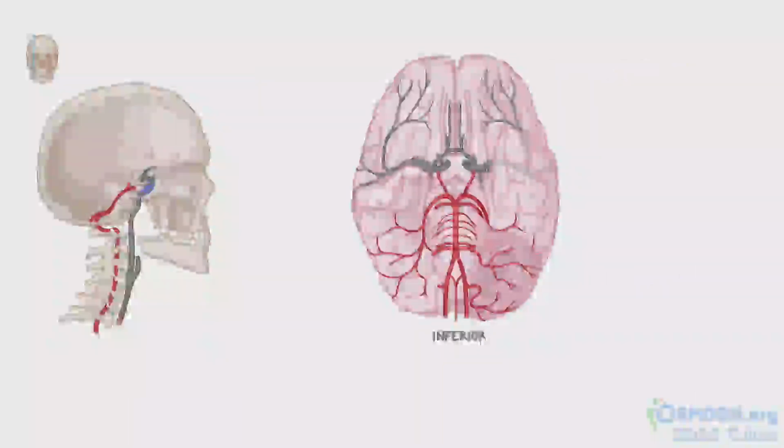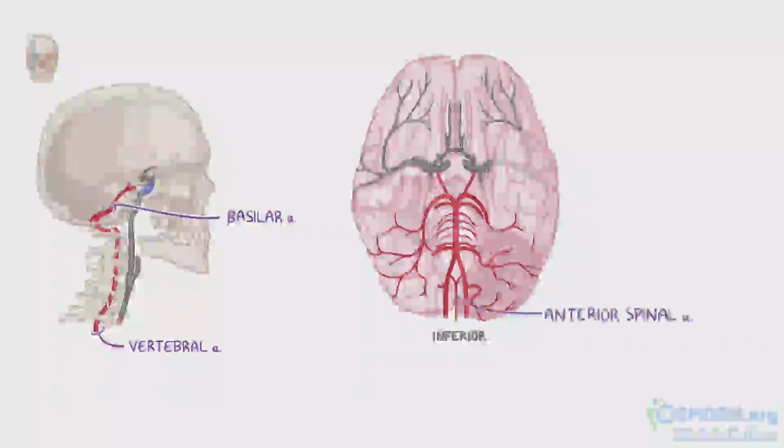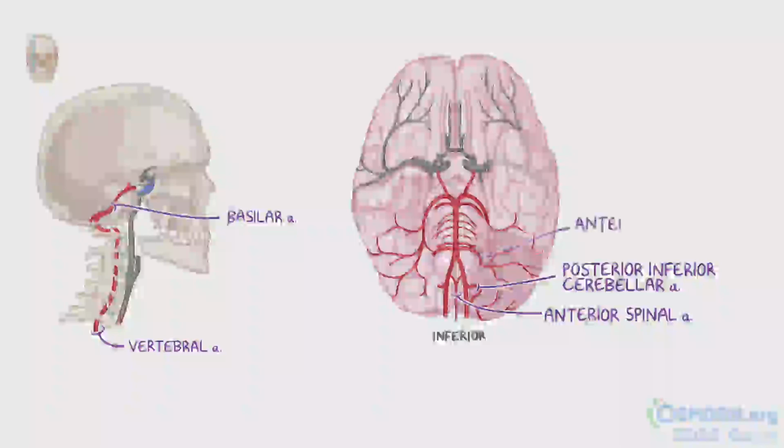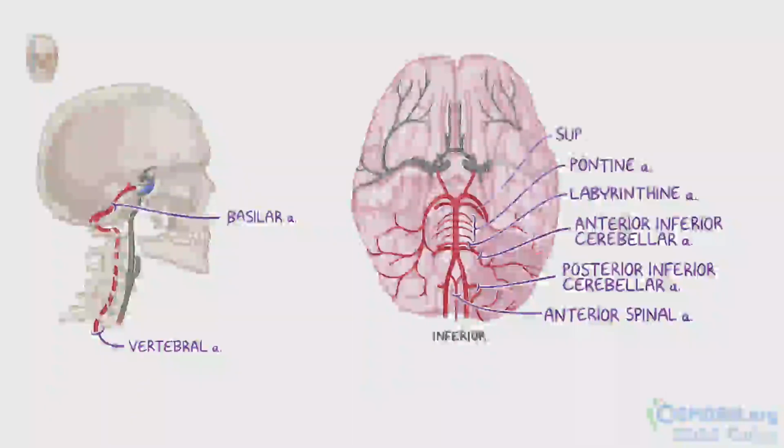The posterior aspect of the cerebral circulatory system arises from the vertebral arteries, which merge to form the basilar artery. Before they join, they give off the anterior spinal artery and the posterior inferior cerebellar artery. The basilar artery gives off four paired collateral branches: the anterior inferior cerebellar arteries, or AICA, the labyrinthine arteries, the pontine arteries, and the superior cerebellar arteries.